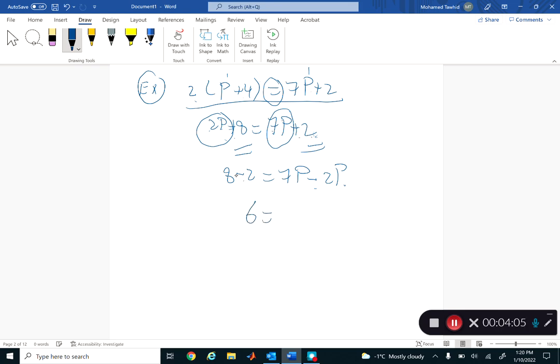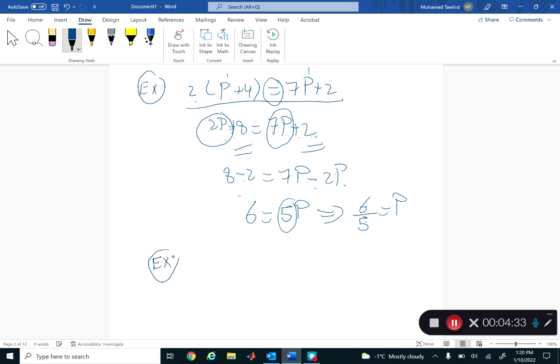So what did you get? You get 6 equals 5p. I need to solve that for p, which means the number in front of p must be 1, so I have to divide by 5. So you have p equals 6 over 5, or if you want, you can write it as a decimal. If you use technology, that is acceptable, because you are solving for p. That is one example of how to solve linear equations.